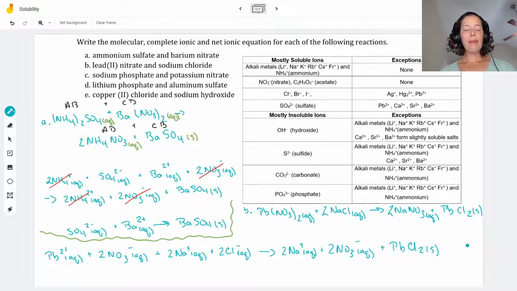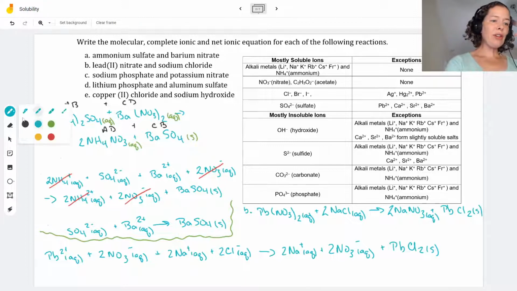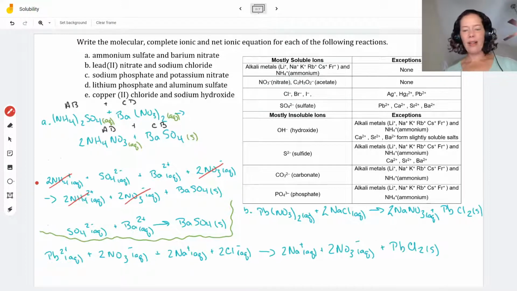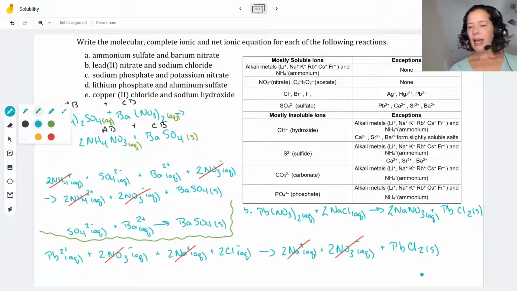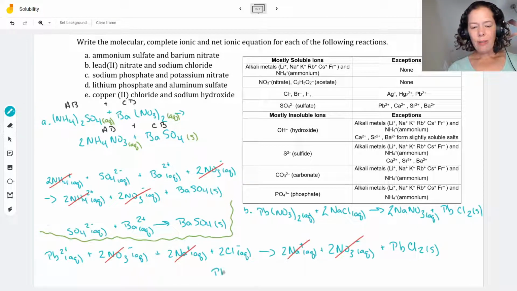Okay, double check, make sure everything's balanced. So leads, nitrates, sodiums, and chlorides. So everything is balanced. This is my complete ionic equation. Let's cross out our spectator ions and make a net ionic equation. Okay, so my lead is definitely not the same, but I have 2 nitrates on both sides. Those are spectators. I can do the same thing with my sodiums and not my chlorines because those are not the same. And now I can write my net ionic equation. It is going to be much shorter.